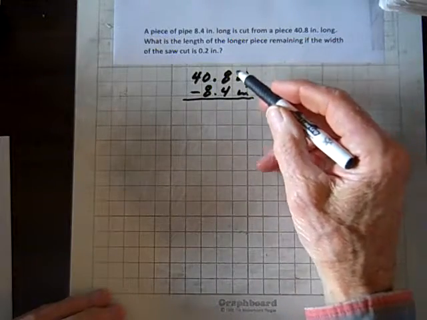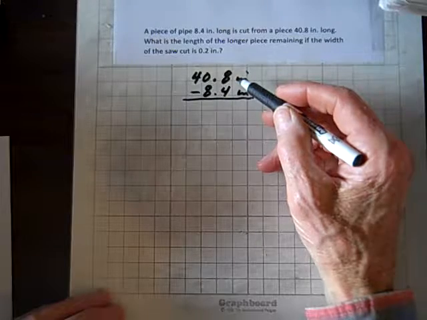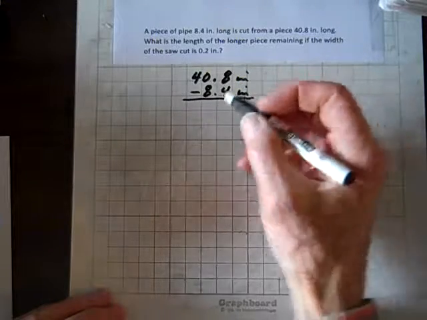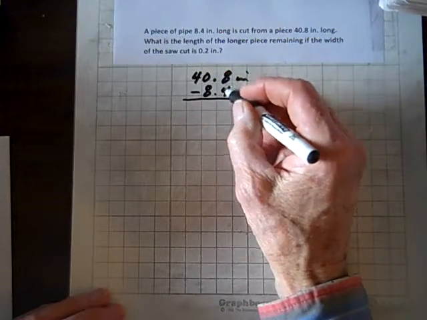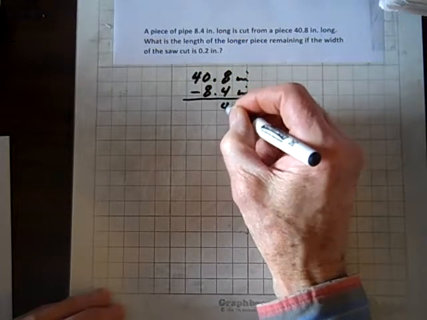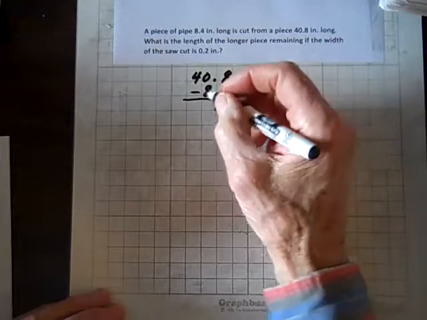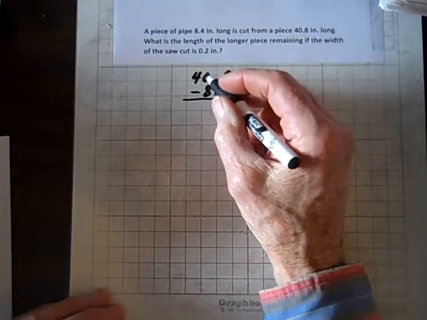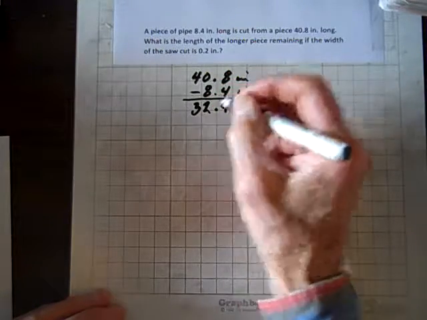Well, first let's subtract the length of the piece that was cut from the pipe. So in so doing, let's see, we've got 8 minus 4 is 4. We need a decimal point there. The units are inches, and then we're subtracting 8 from 40, and that's 32.